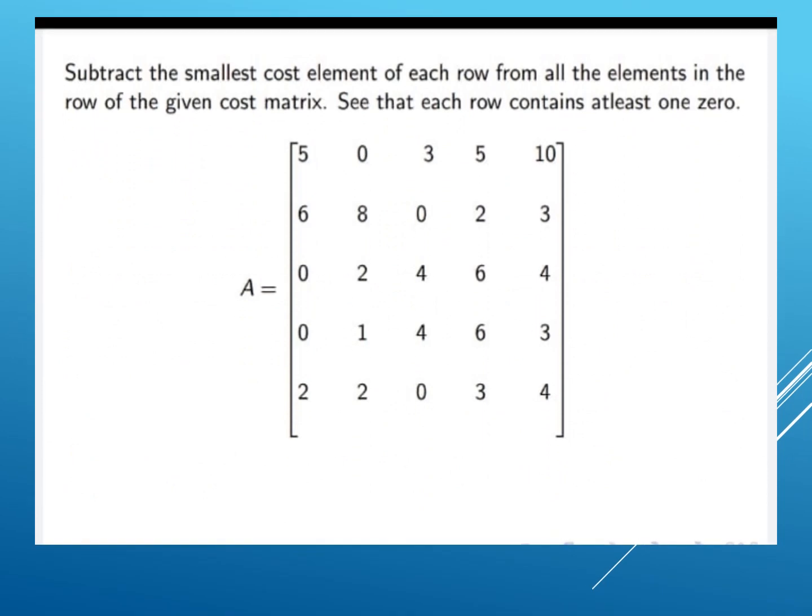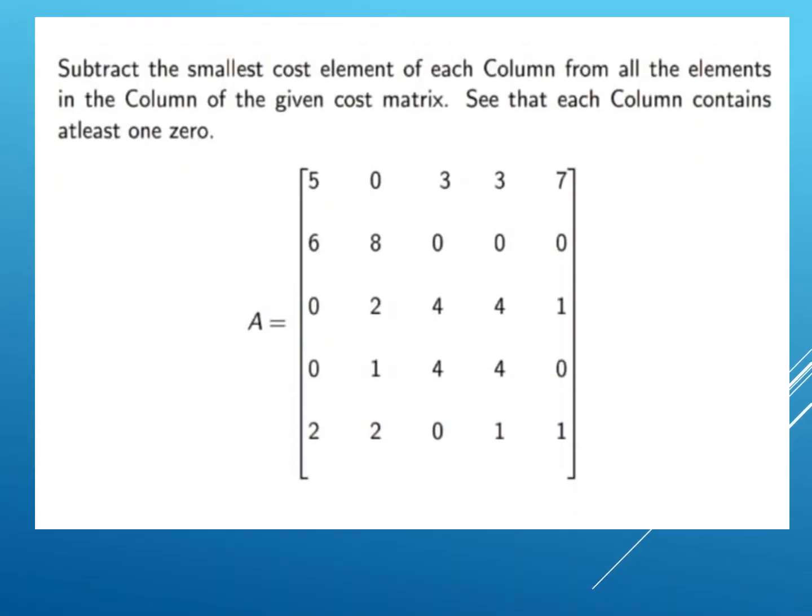First, we are choosing the smallest element of each row. From all the elements in the row of the given cost matrix, see that each row contains at least one zero. Next, subtract the smallest cost element of each column from all the elements in the column of the given cost matrix. See here, each column contains at least one zero.